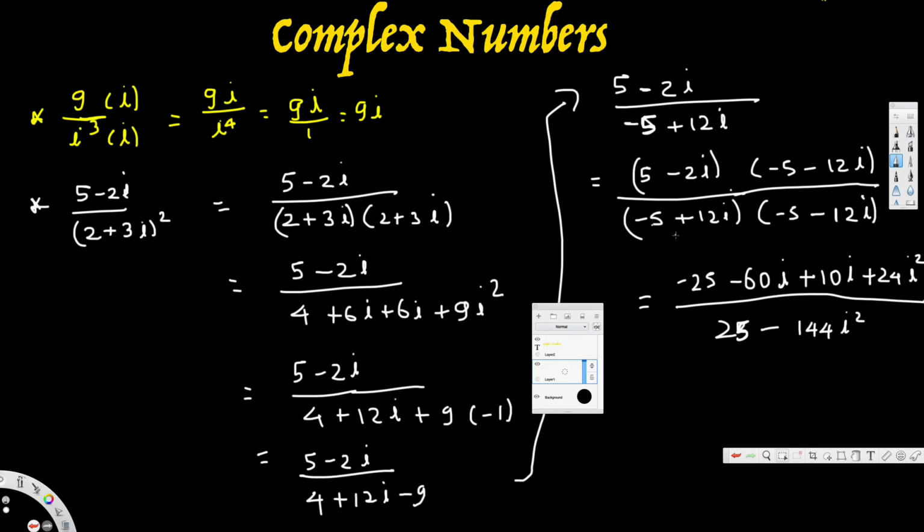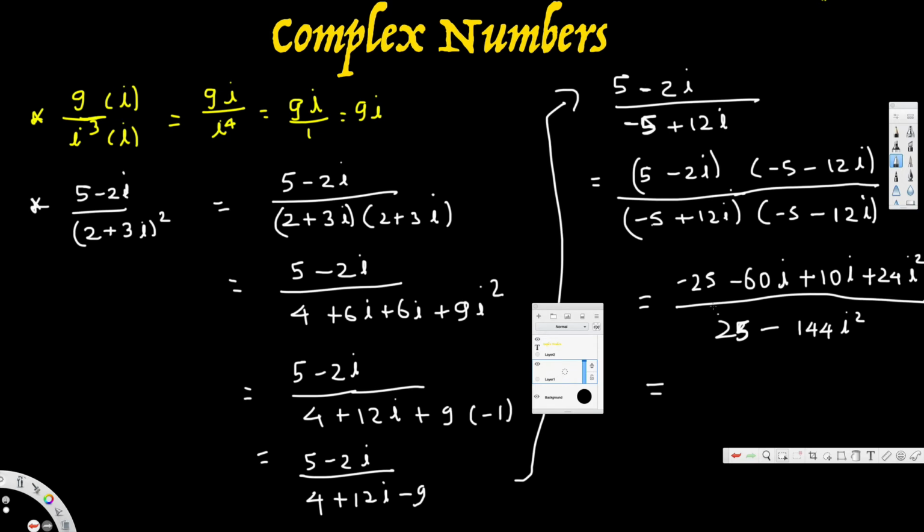You can try the long method, like FOILing it: minus 5 times minus 5, minus 5 times minus 12. You can do it that way as well. You will end up with the same result, because the middle terms will cancel. If we multiply minus 5 times minus 12, we get plus 60, and here plus 12i times minus 5 is minus 60i. So the middle parts cancel each other, and we get only the end parts. That's why I directly put it. I showed this in the previous videos, so I don't want to repeat it again. And here the negative i squared becomes positive.